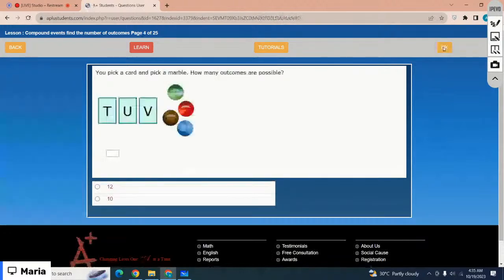Okay, you pick a card and pick a marble. How many outcomes are possible? Which is the correct option? 3 outcomes for the card and 4 for the marble. So you have to do 3 times 4. 3 times 4 is, very good, 12.